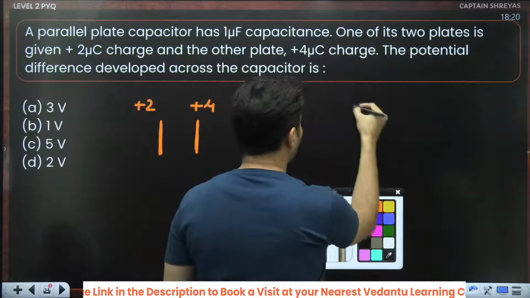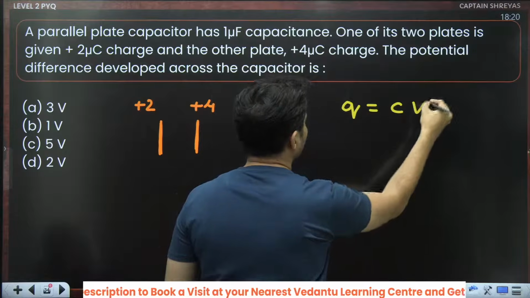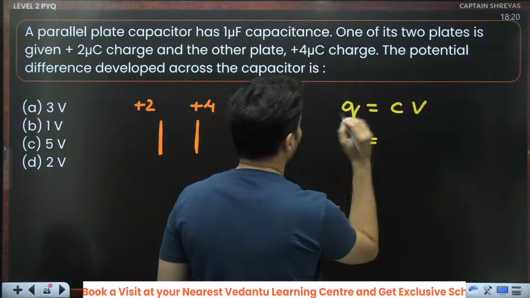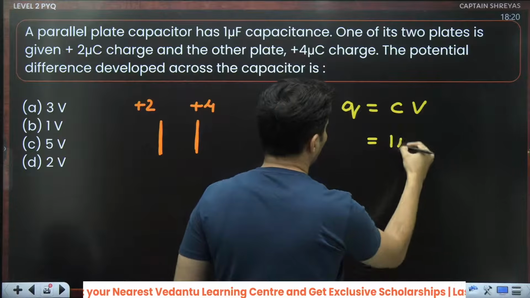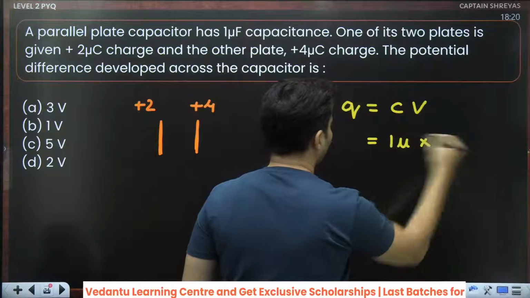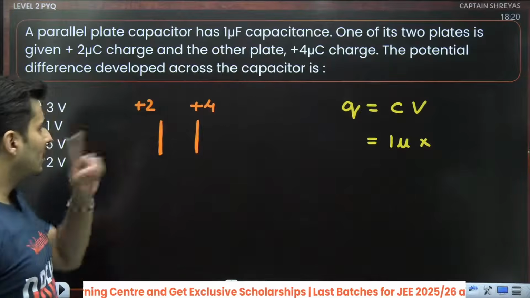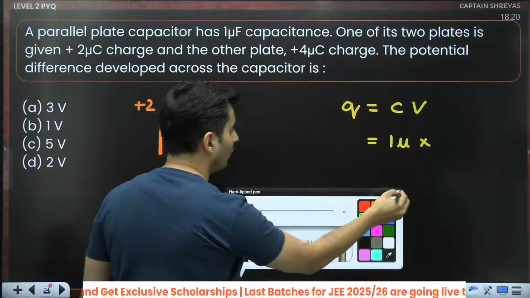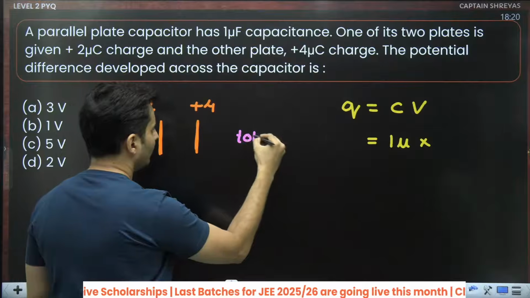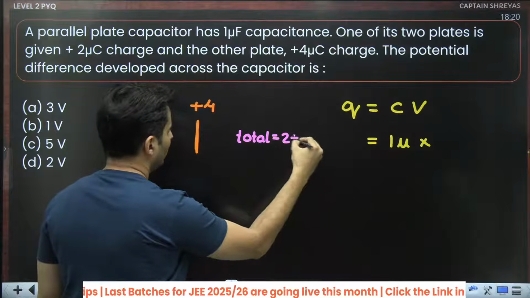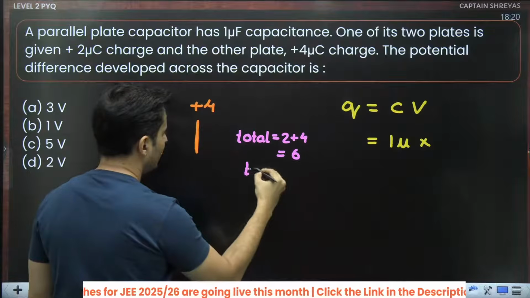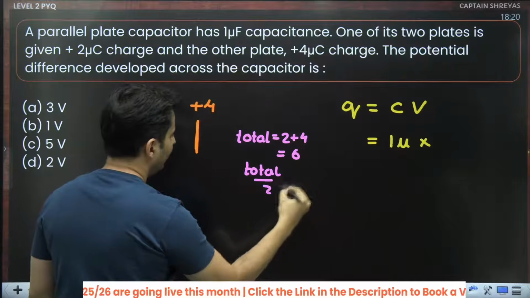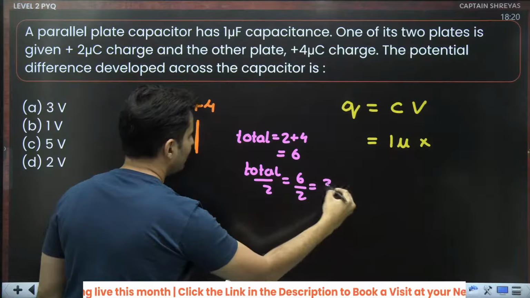Okay, we all know the formula Q is equal to CV. Charge, I don't know. Capacitance, 1 micro. Voltage, I don't know. How do I find the charge? Our logic, which I gave you before: find the total charge. What is the total charge? 2 plus 4, which is basically 6.